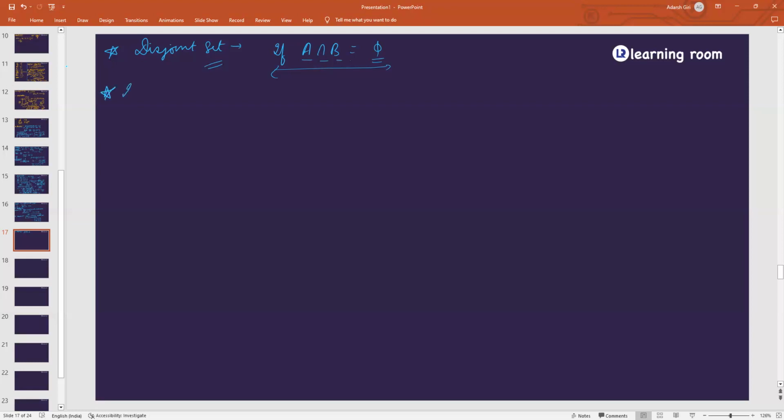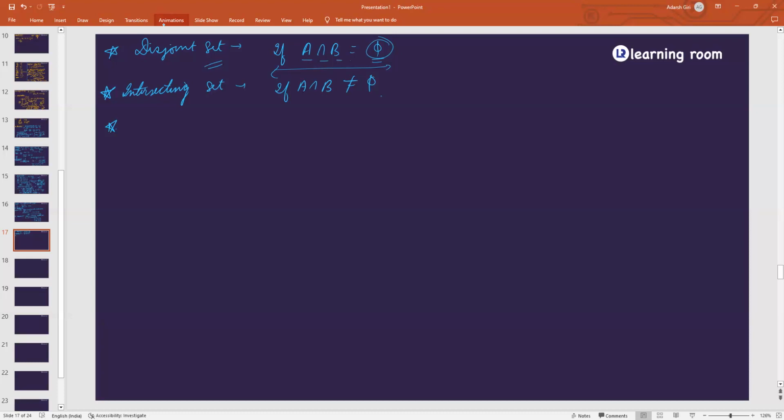Opposite to this is intersecting sets. If A intersection B is not equal to phi, there is something common, that will be called intersecting sets. Sir, how is a disjoint set represented? There is no such kind of representation. You just have to write A intersection B is phi. That means that A and B are disjoint sets. Okay.